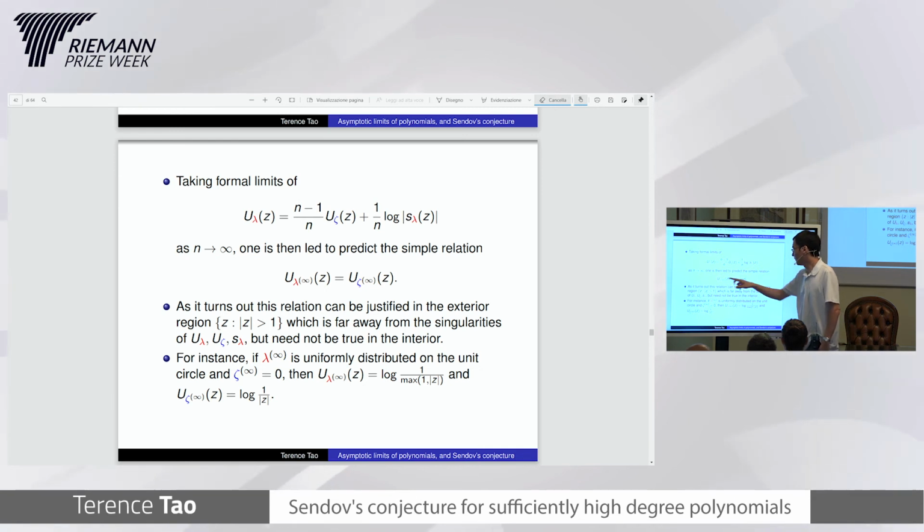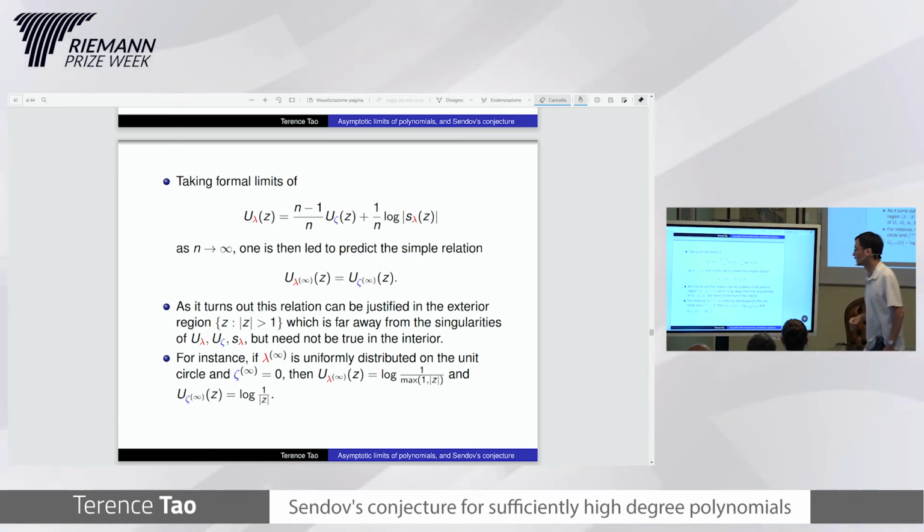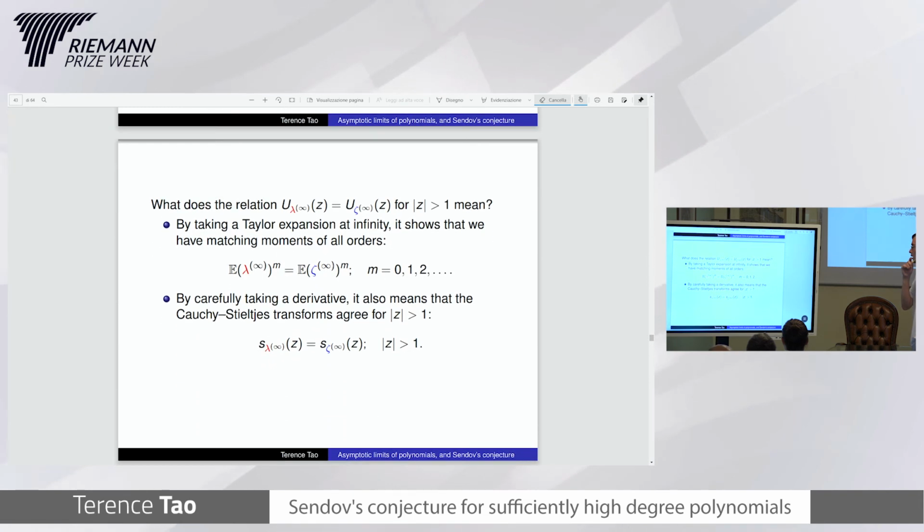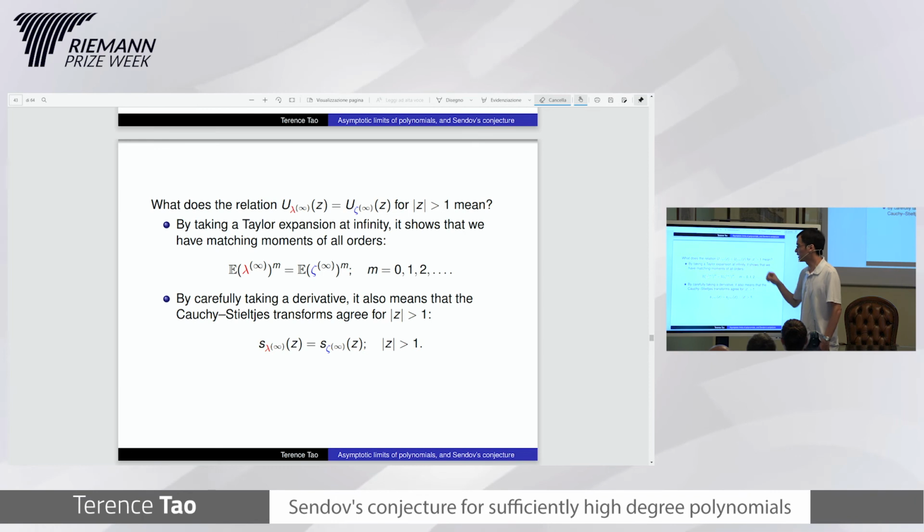Okay, so what does this formula tell you? It tells you quite a lot. Once you know the log potentials are the same, you can conclude by Taylor expansion that the moments are the same. You can conclude that the Stieltjes transforms are the same, at least outside the unit disk. Inside, they may be different.